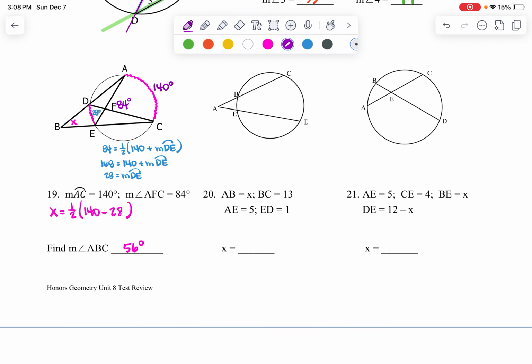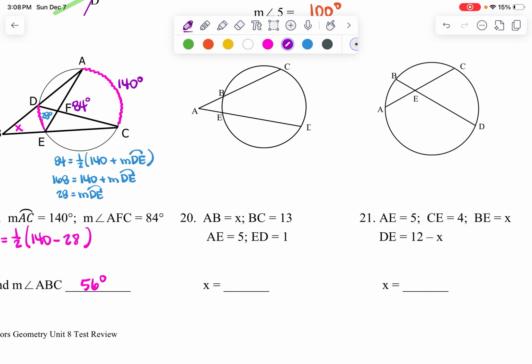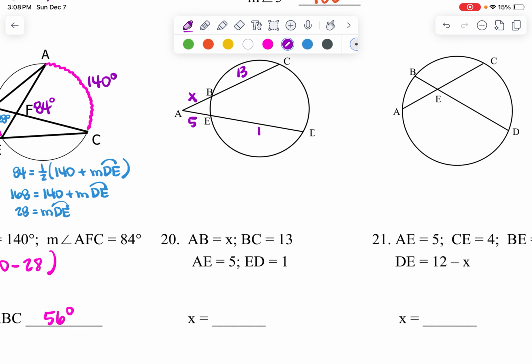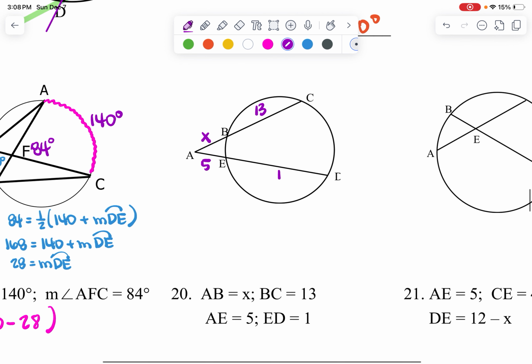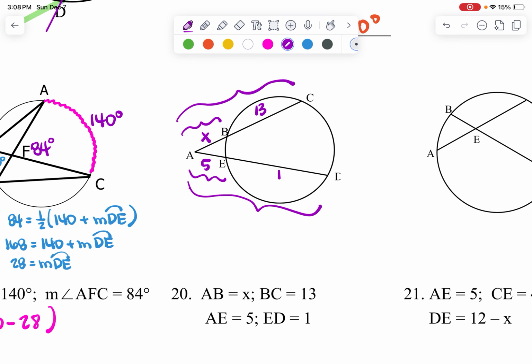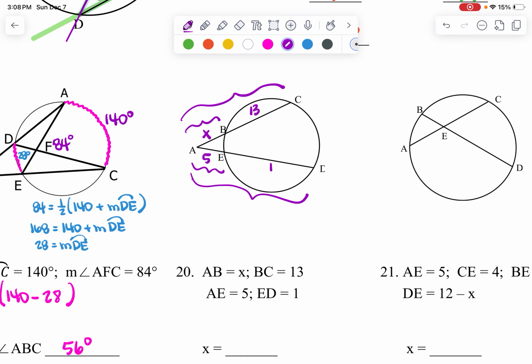All right, number 20. I'm going to label everything. AB is X, BC is 13, AE is 5, and ED is 1. That seems strange, but we're going to run with it. All right, so let's see. Now we're talking about segments. So this is our formula where, especially because we have secants here, remember this is outside times whole thing equals outside times whole thing, right? And that's going to be our algebra equation, right?